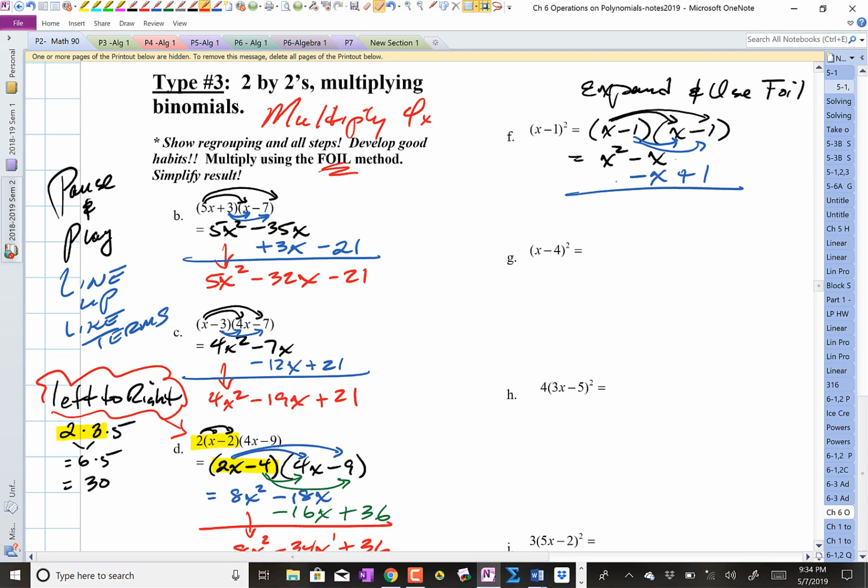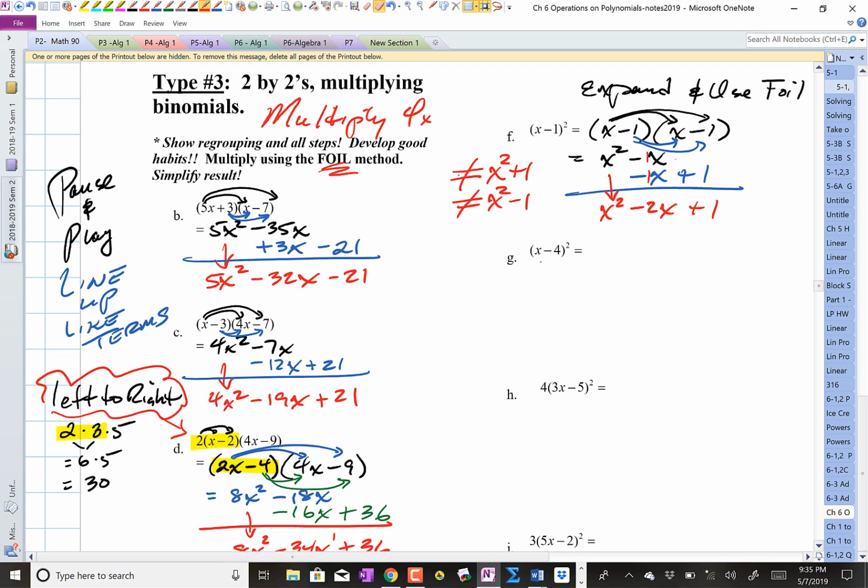So when you add like terms here, you're going to get x squared. A negative 1x plus a negative 1x is a negative 2x. Negative plus a negative is a bigger negative. And then you got this plus 1. So you can tell that when you square a binomial, it's not as easy as just squaring the two terms. This is not equal to x squared plus 1. It's not equal to x squared minus 1 like some people think.